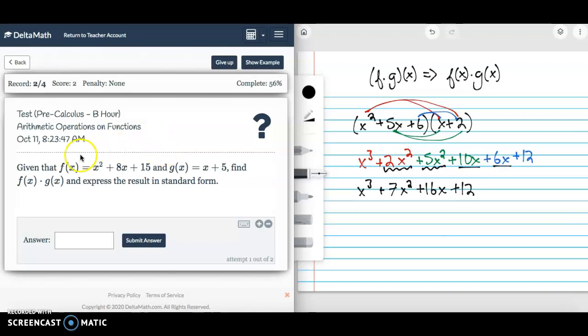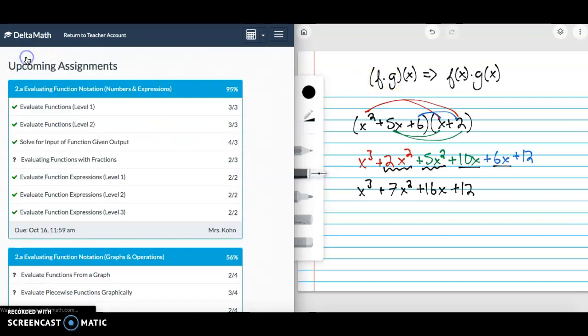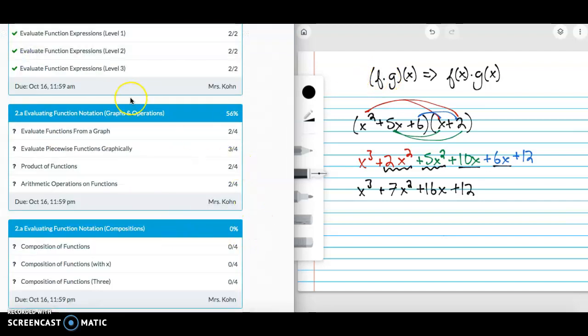Beautiful. That one's another product one, but they could also ask you to do an addition one, where you just have to add your two polynomials together. Okay, so that's it for evaluating function notation, graphs, and operations.